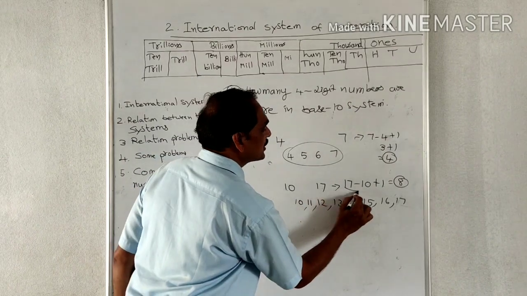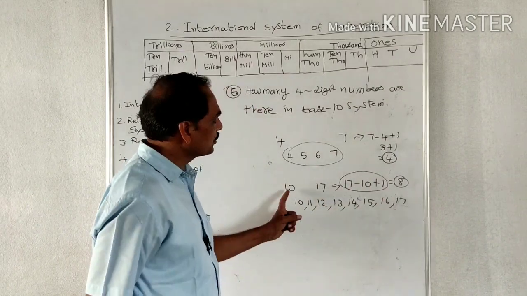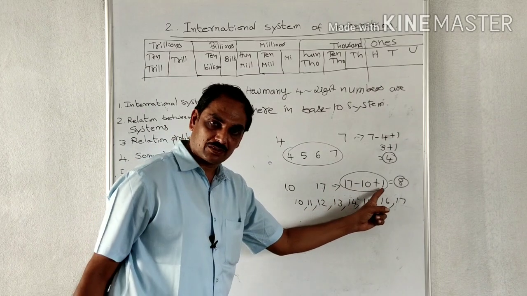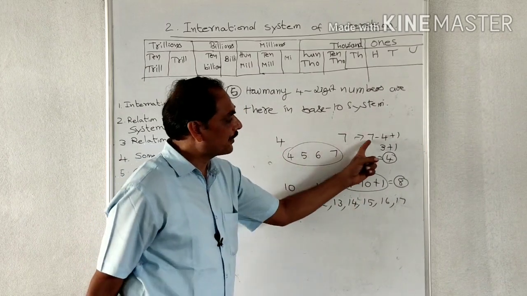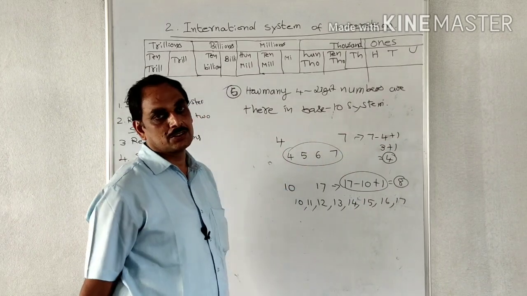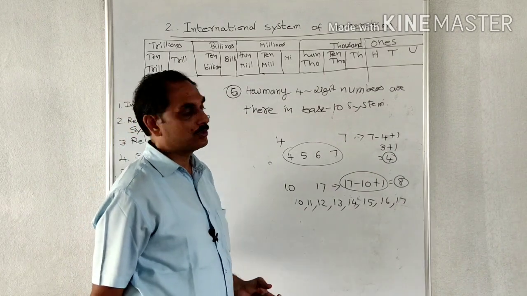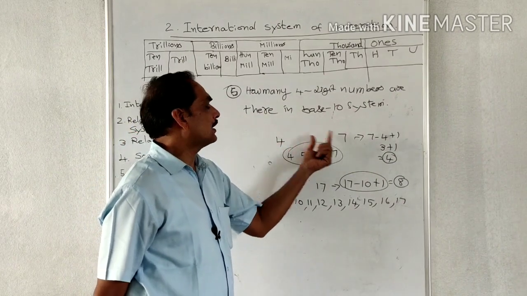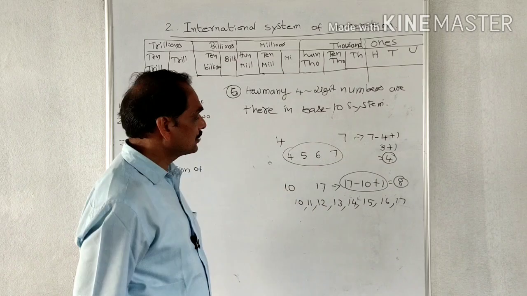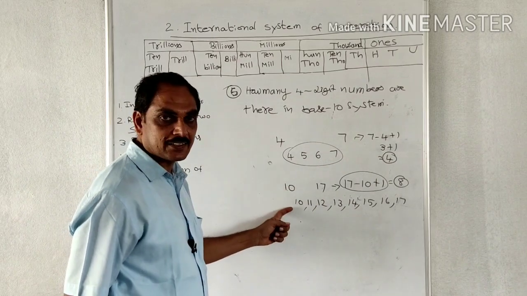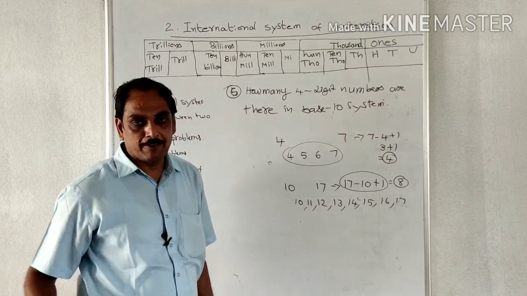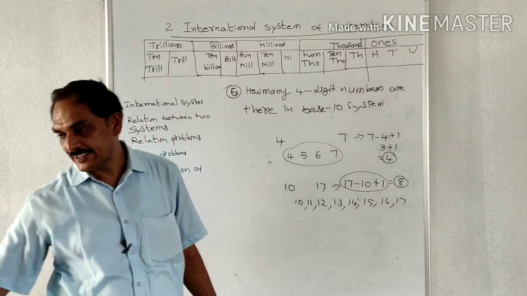So by using this formula, 10 to 17 is 17 minus 10 plus 1, and 4 to 7 is 7 minus 4 plus 1. So we add 1 to the difference between the numbers. Next, by using these relations, we find how many 4 digit numbers there are in base 10 system.